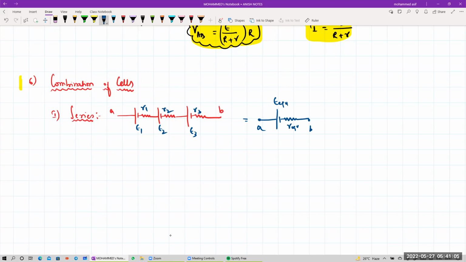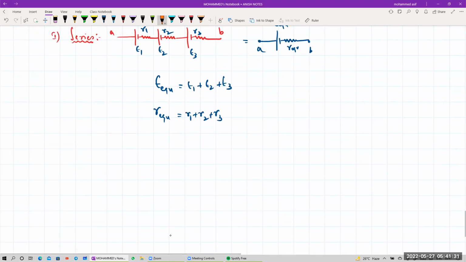Since all of them are in series combination, what is E equivalent? All of them are in the same direction, so it will be your E1 plus E2 plus E3. R equivalent will be equal to your R1 plus R2 plus R3. Clear?